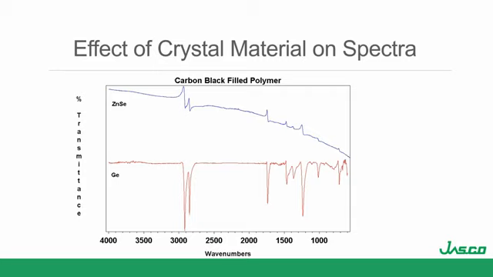The differences that you can see: this is a carbon black filled polymer, which, as I mentioned, germanium is going to be better for, and you can really see it here with the zinc selenide. You get these derivative peaks because, again, you're looking at the real and imaginary part of the spectrum, because your sample's refractive index doesn't match the one for zinc selenide. However, the germanium comes out fine.